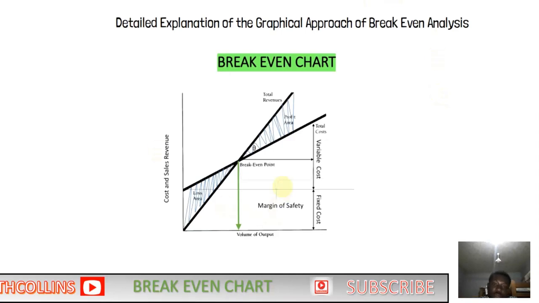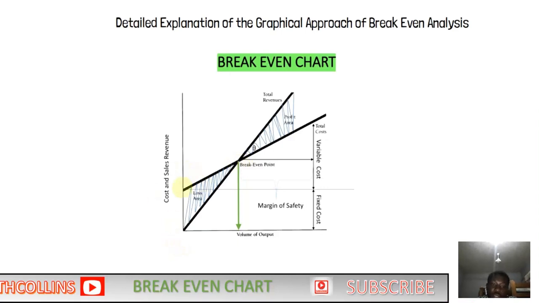A break-even chart is a graphical representation of the relationship between the various costs and sales revenue at a given time. The break-even chart helps us to determine the break-even point. So we can see the break-even point from the chart. And what is the break-even point? The break-even point is where the total cost line and the total sales revenue line meet.